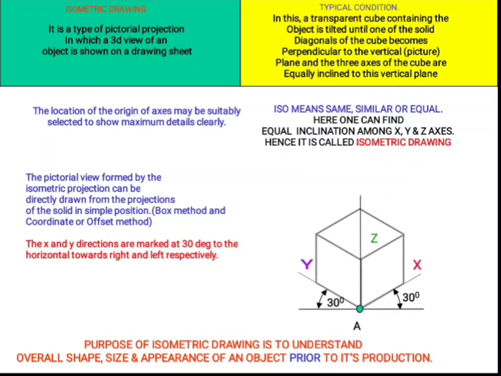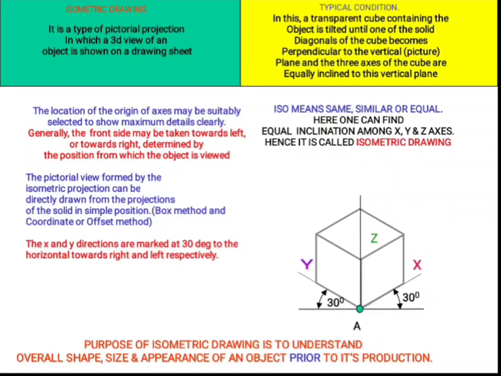Now, the isometric projection can be directly drawn from the orthographic projections. The two methods used for drawing isometric projections are the box method and the coordinate method or offset method. In some cases, we use a combination of the box method and coordinate method.